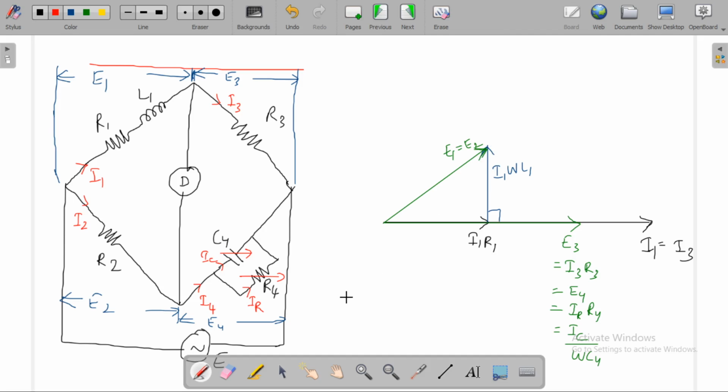Let me draw I2. I2 will be in phase with E2. So let me draw I2 like this, in phase with E2. So this will be I2.